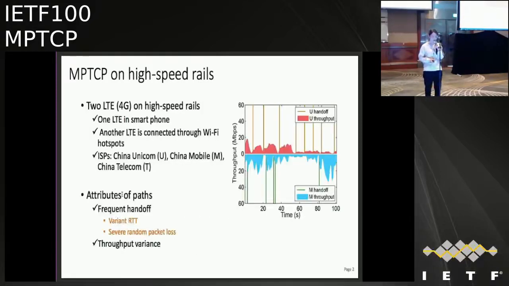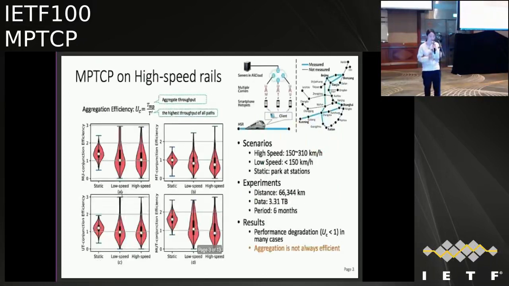First, let's look at the MPTCP deployment on high-speed rails. Here we utilize two LTE links for the data transmissions. We found that there are a lot of handoffs. However, the handoffs happen at different times because the base stations provided by different operators are located in different places. So the throughput for the different LTE links drops at different times.